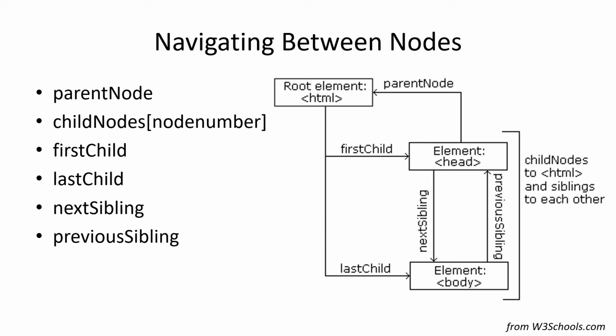Now an element may access the next element in the list. So an element can access its next sibling. That would be, if this is child node 5, the next sibling would be child node 6. And similarly, you can go back. You can go to the previous node.